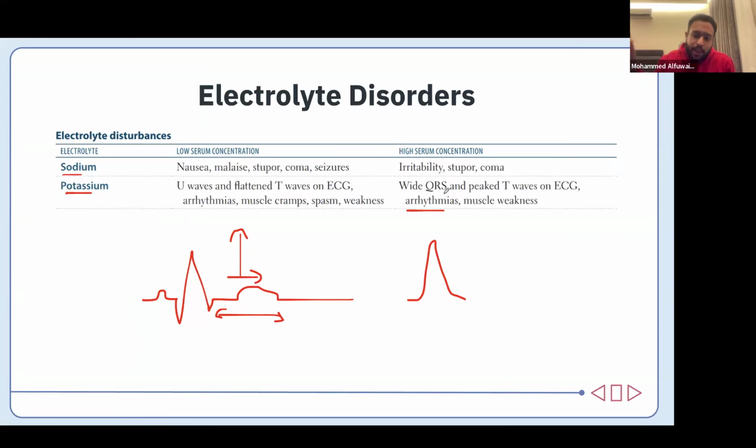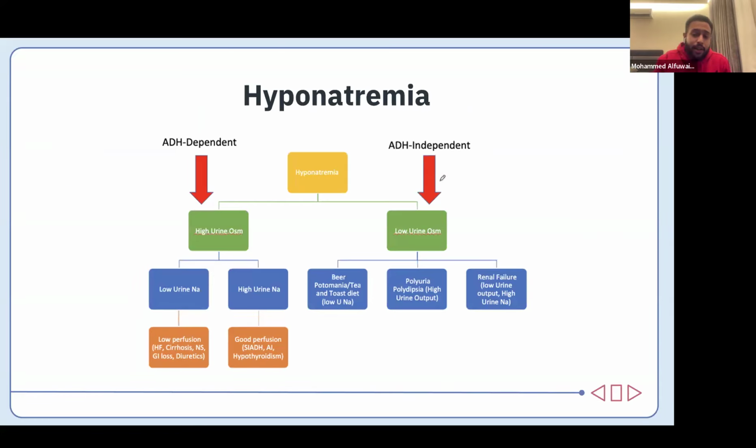Okay, and I'll explain the actual changes that happen in hyperkalemia in a separate slide, because it's very high yield to remember this. Okay, so that is potassium. Now, don't worry, I'll go over it one by one in a separate slide.